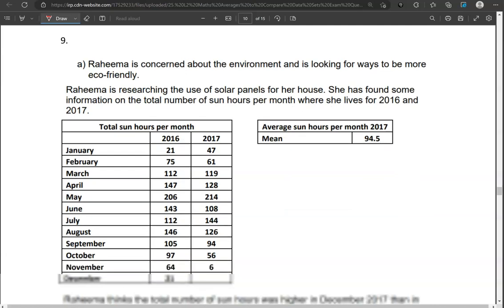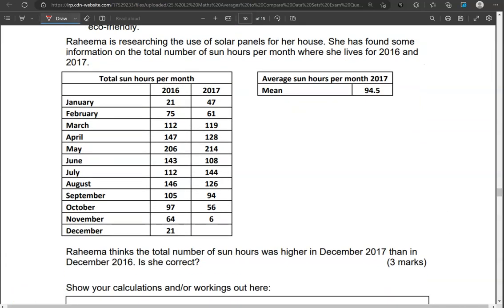Rahima is concerned about the environment and is looking for ways to be more eco-friendly. Rahima is researching the use of solar panels for her house. She has found some information on the total number of sun hours per month where she lives for 2016 and 2017. Rahima thinks the total number of sun hours was higher in December 2017 than in December 2016. Is she correct? Show your calculations and the workings out here.